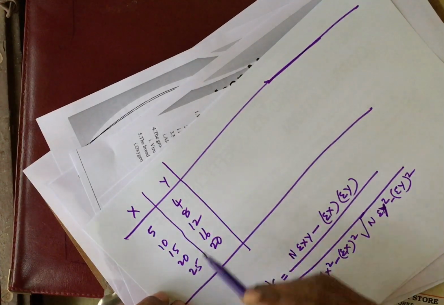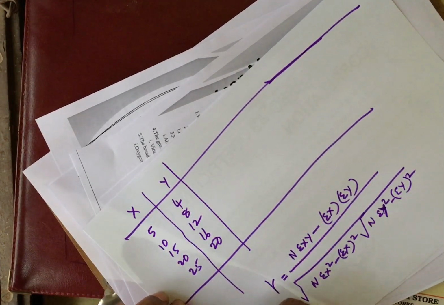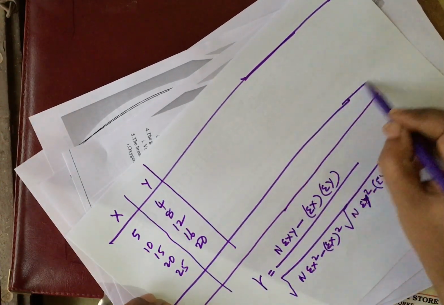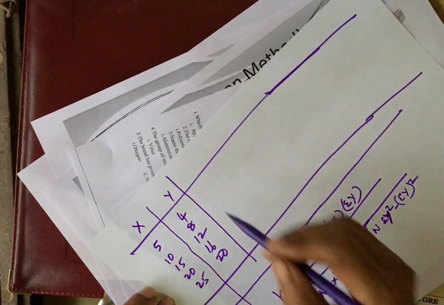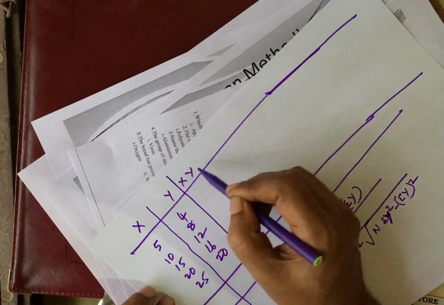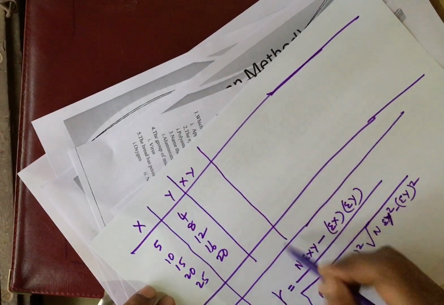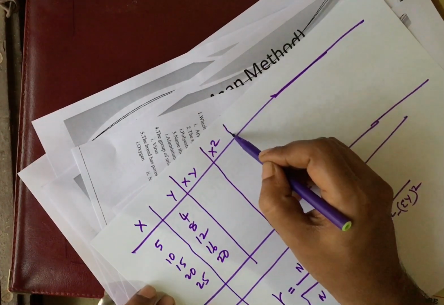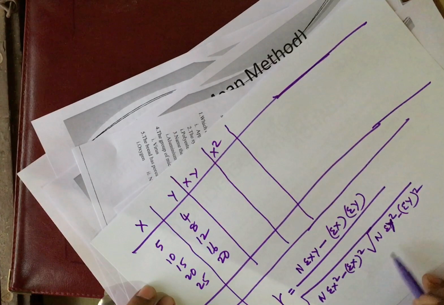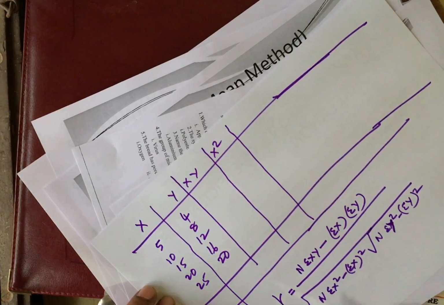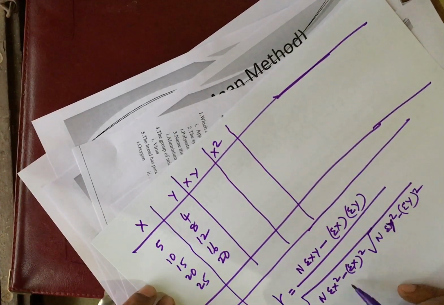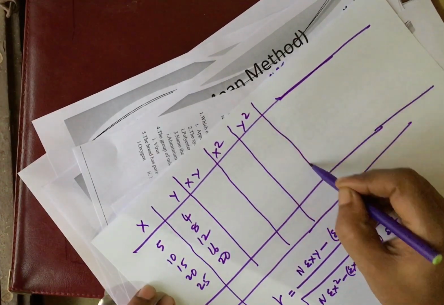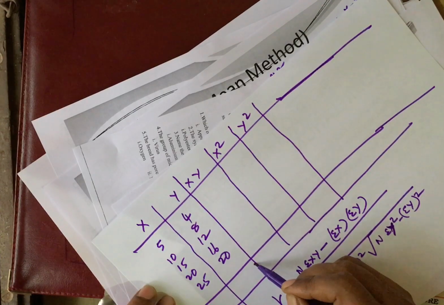Now by seeing this, what things are necessary? Here x is there, y is there. Sigma x means total, I can calculate. Next xy is also necessary. Next x square is also necessary. Next is y square, because here x square, then y square. Now we can complete within this data.